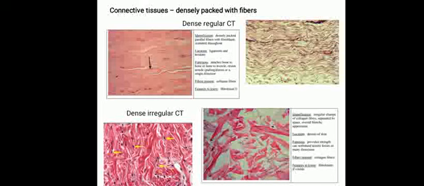Then the dense irregular, this one is found in the dermis of the skin and provides strength to withstand stress. So these are the structures expected under a standard microscope. If you collect a body sample and view it under a microscope, you have to see all this if the structure you collected belongs to either one of the two.